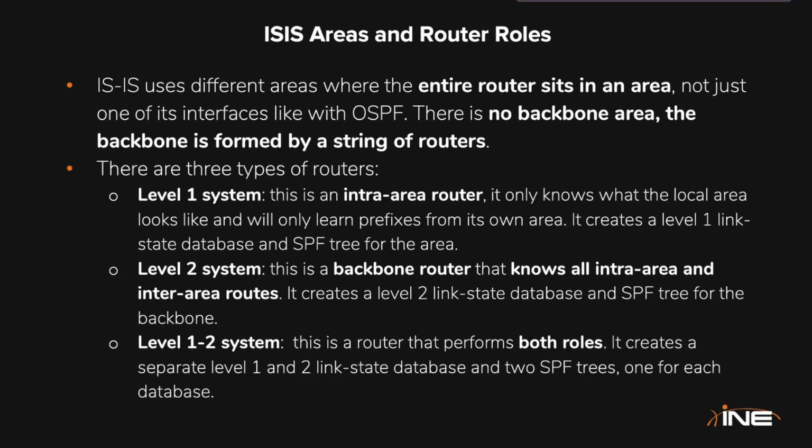So level 1 system, this is an intra-area router. It only knows what the local area looks like and will only learn prefixes from its own area. It only maintains level 1 database and only has an SPF tree for its own area. As far as level 2 router is concerned, this is a backbone router that knows intra-area and inter-area. It maintains level 2 database only and runs SPF for just level 2. As far as level 1, level 2 routers are concerned, they perform both the roles. It maintains a separate database for level 1 and a separate database for level 2. It has two SPF trees, one for level 1 and one for level 2.